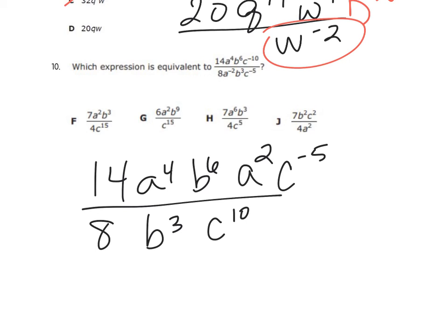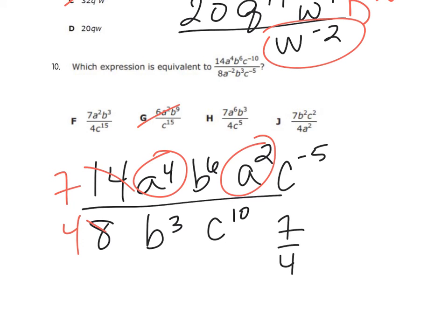Okay, so 14 divided by 8. I know it doesn't go evenly, but we can simplify it. We get 7/4. So that crosses out G anyway. Okay, a to the 4th times a to the squared is a to the 6th, because I add them. So I have 7/4 a to the 6th. So it looks like it's going to be this one, but let's keep going.